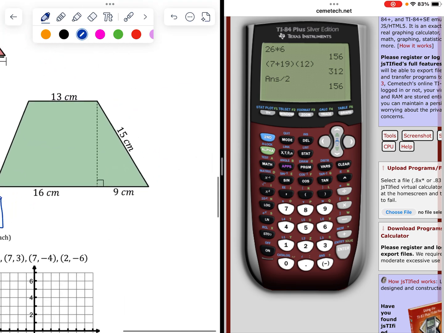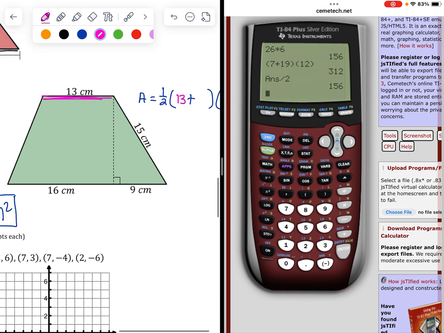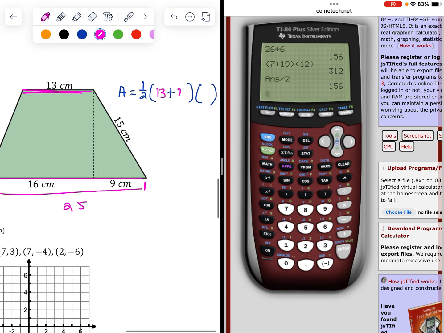All right, here's the last one in the bunch. Area equals 1/2 of base 1 plus base 2 times height. All right, my bases are my parallel pieces, so this is 13. This right here is 16 plus 9, which is 25, so this is 25. My height connects perpendicular to my two bases, and that is unknown. It's x, right? So I don't know it, so I have to figure it out.